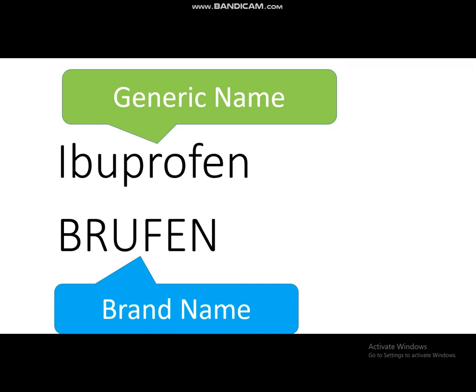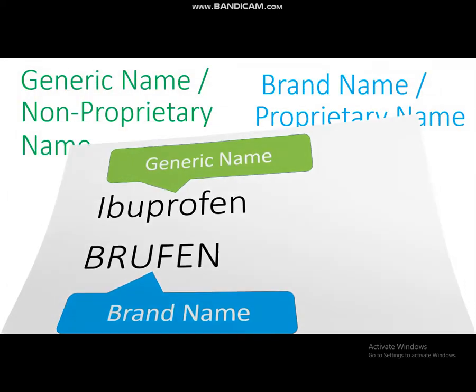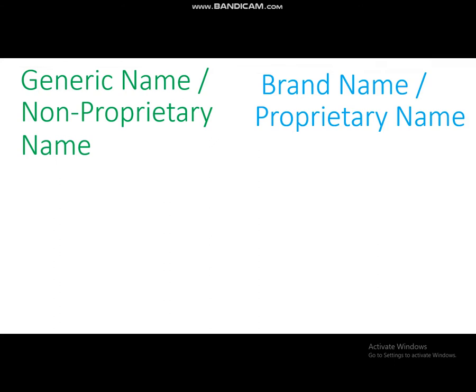The name which contains BP, USP, IP, and so on is the generic name. Other names are brand names. Let's take some other examples.